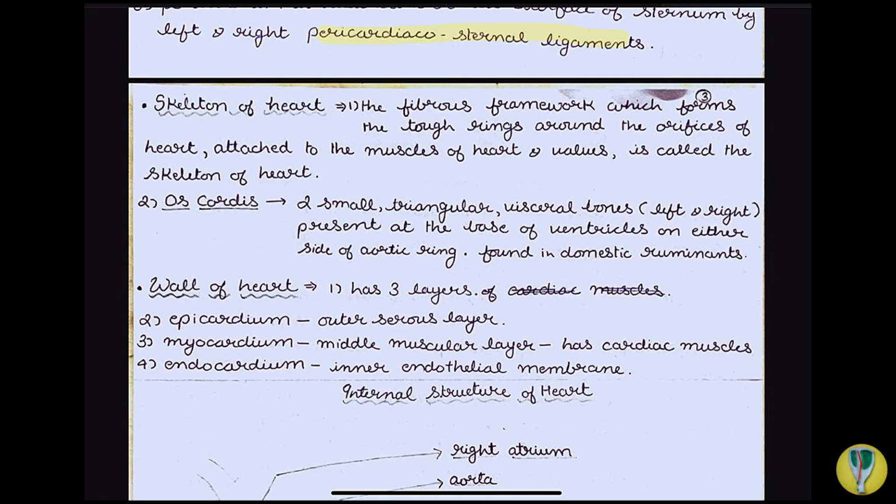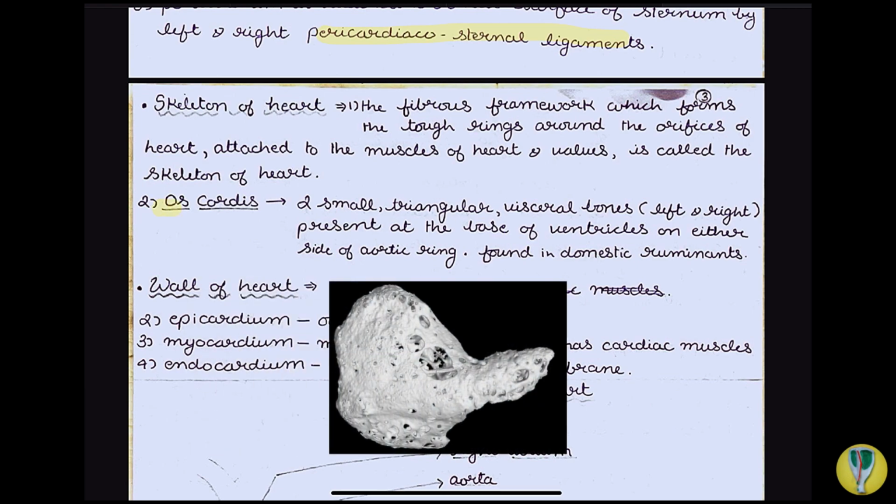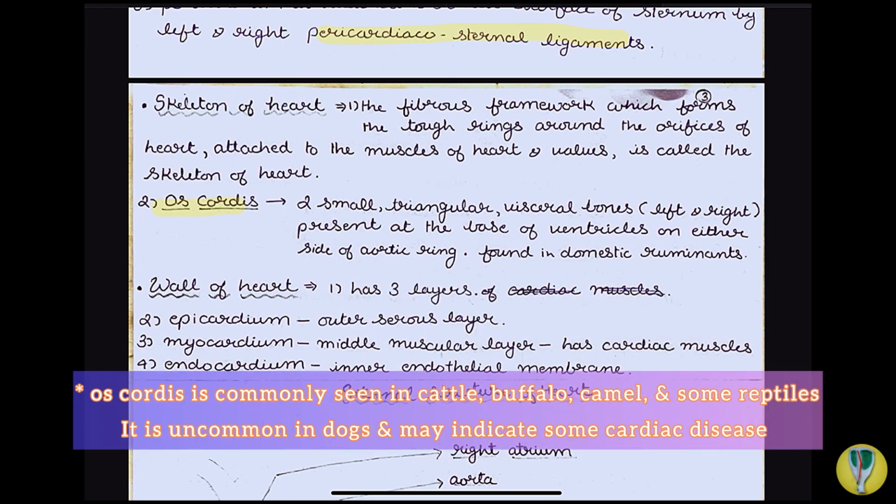skeleton of the heart. In case of some species, especially common in case of cattle, these fibrocartilageous structures form bone, and this bone is called os cordis. Very, very important from an exam point of view. Os cordis is present in which species? Cattle. They are also present in other species, but they are common in case of cattle.